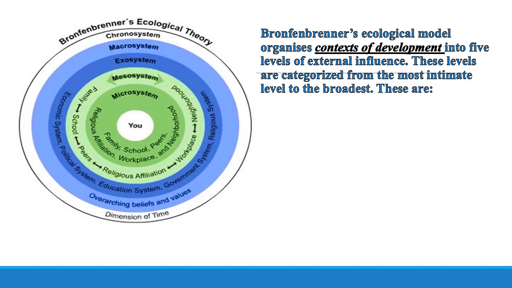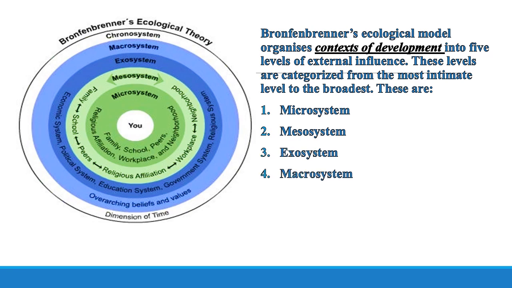In this diagram, we see Bronfenbrenner's ecological theory. Now, Bronfenbrenner's ecological model organizes context of development into 5 levels of external influence. Okay, pointed out it is external influence, not internal influence. And these levels are categorized from the most intimate level to the broadest. So here the level starts from the microsystem. Alright, this is the most intimate level, followed by mesosystem, then next exosystem, next macrosystem, and last chronosystem. Now let's check these levels one by one in detail.